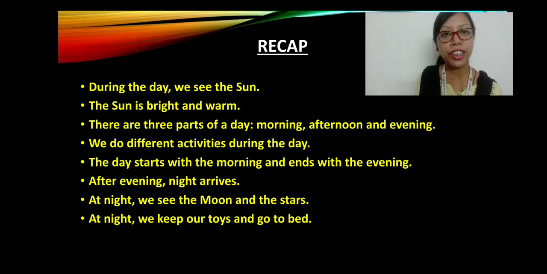So after evening, what comes? After evening, the night arrives. And at night, what do we see? We see the moon and the stars in the sky. And also at night, we keep our toys and then we go to bed. We say good night to everybody and then go to bed. And as soon as the sun rises, what happens? We say good morning and wake up, right?